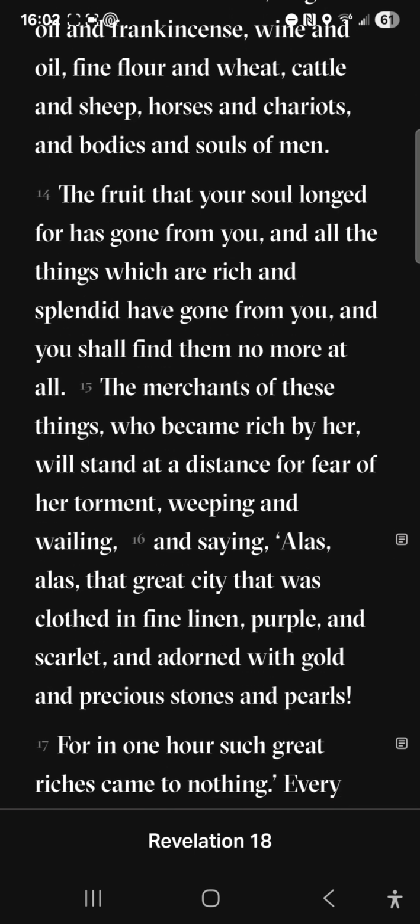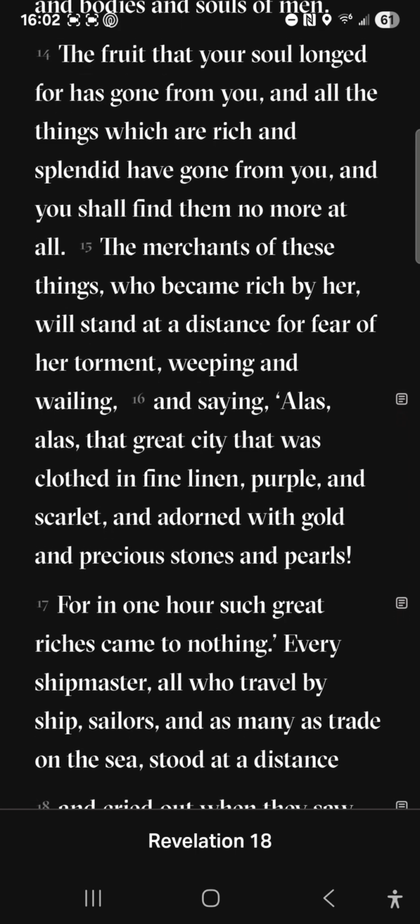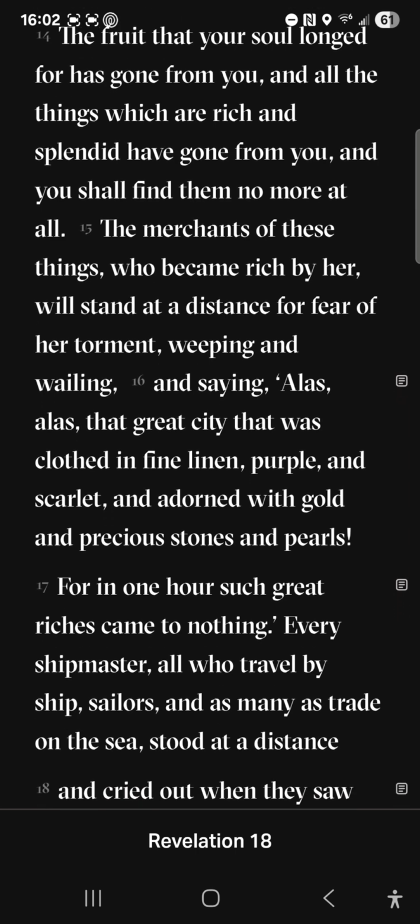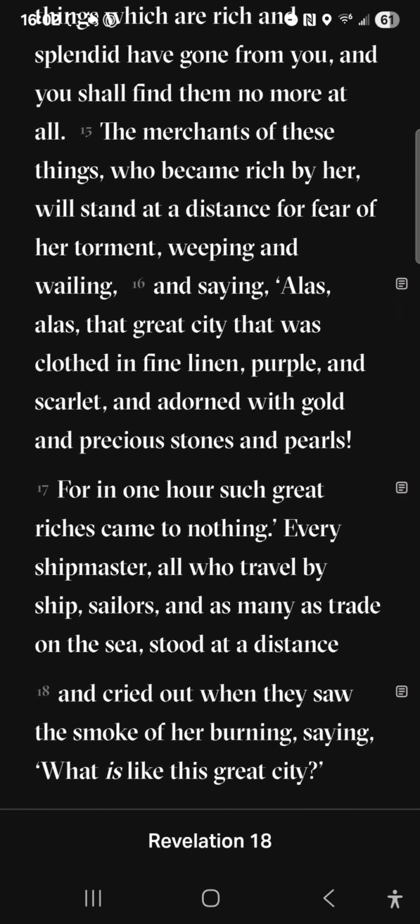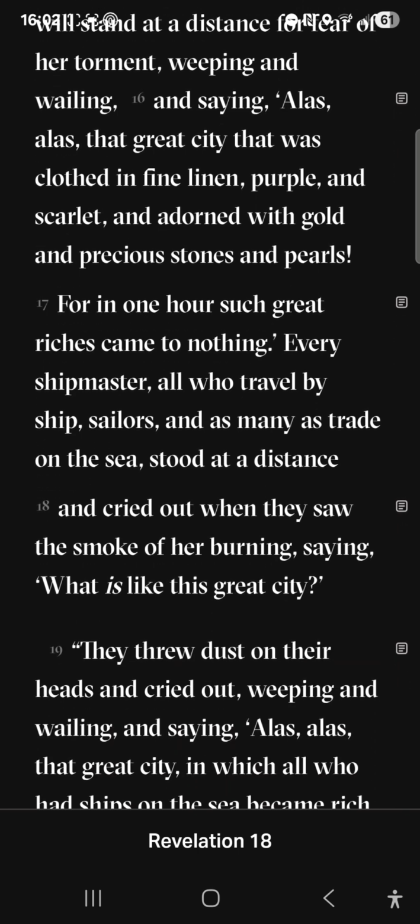That's deep. The fruit that your soul longed for has gone from you, and all the things which are rich and splendid have gone from you, and you shall find them no more at all. The merchants of these things who became rich by her will stand at a distance for fear of her torment, weeping and wailing and saying, Alas, alas, that great city that was clothed in fine linen, purple and scarlet, and adorned with gold and precious stones and pearls. For in one hour such great riches came to nothing.